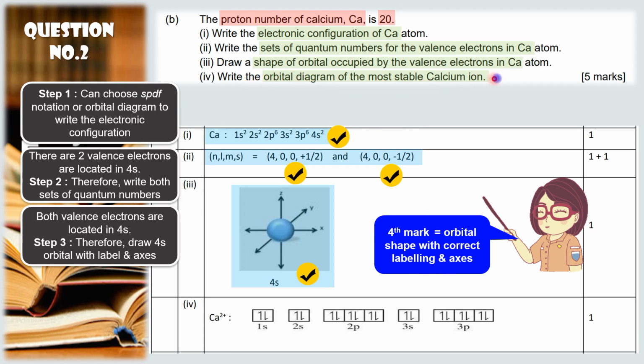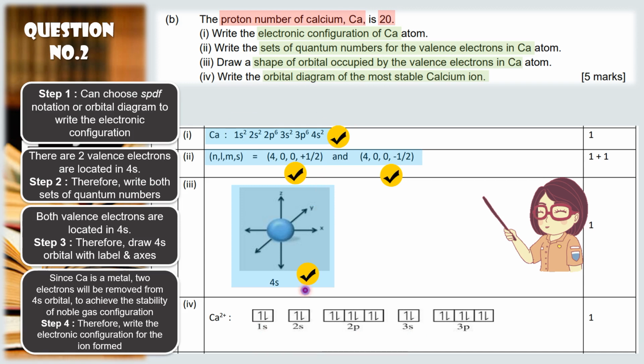Okay, next, write the orbital diagram of the most stable calcium ion. We know that calcium atom is located in group 2. So metal in group 2 donates 2 valence electrons in order to achieve a stable octet configuration. That's why we remove 2 from 4s, the valence electrons, and then we get like this.